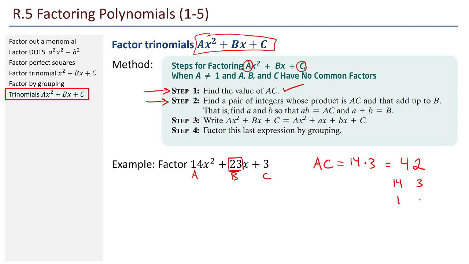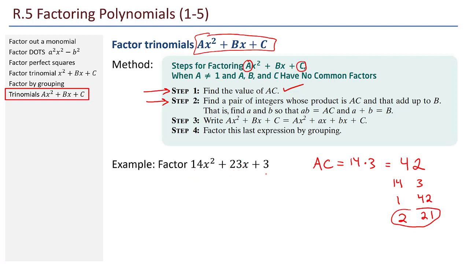Well, of course, 1 and 42, those are two factors of 42. But they do not add to 23 either. How about 2 times 21? 2 times 21 is 42. And look at that. That looks nice. 2 and 21, those are the two numbers I need because they add up to make 23.